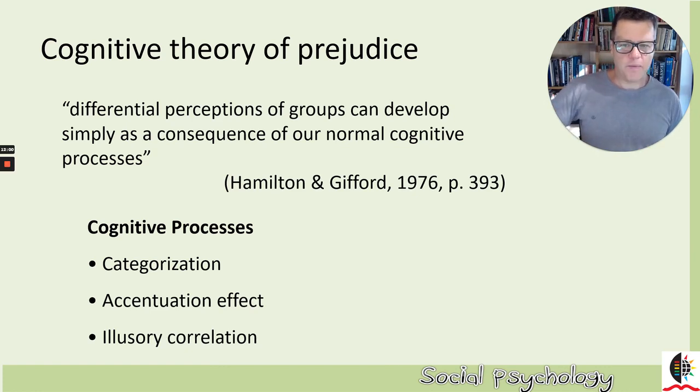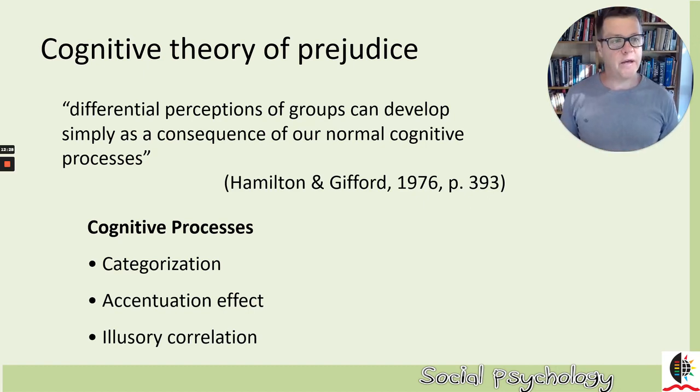Notice this profound statement by Hamilton and Gifford. Differential perceptions of groups can develop simply as a consequence of normal cognitive processes. Imagine that. This is basically a cognitive approach, it says over here. Just the normal cognitive processes that produce prejudice. Just the same as when we look at those perceptual illusions, we see movement over there. It's a normal cognitive process.